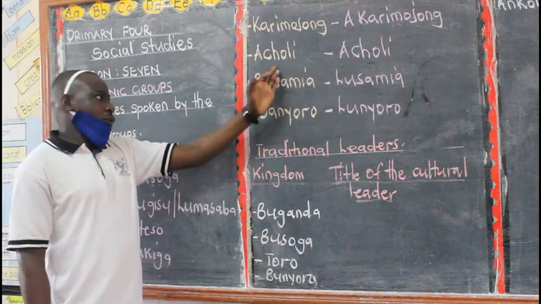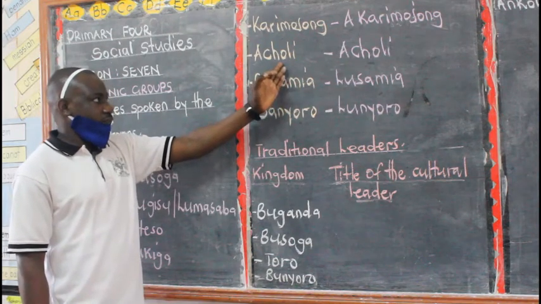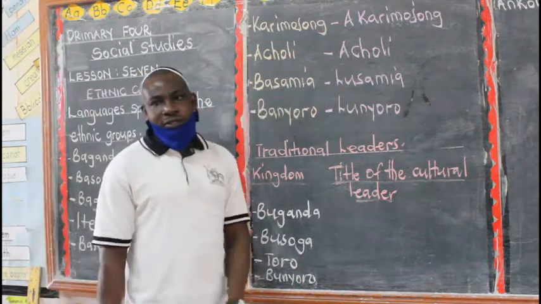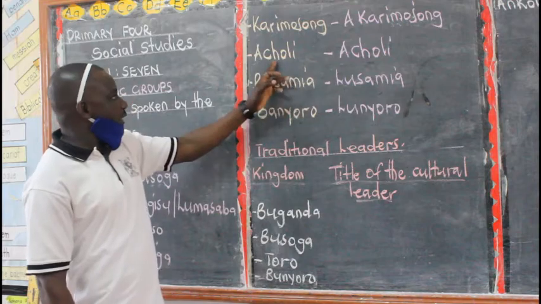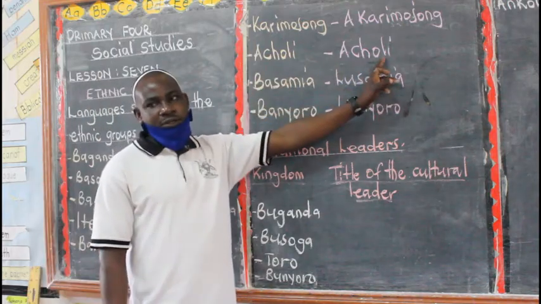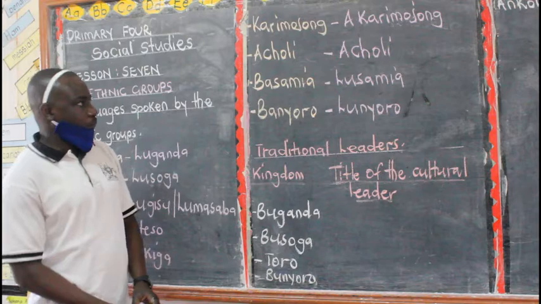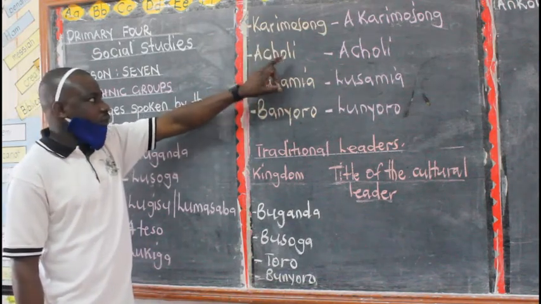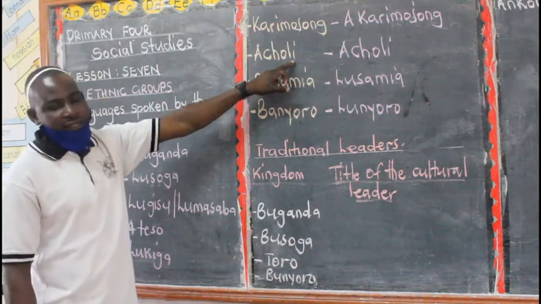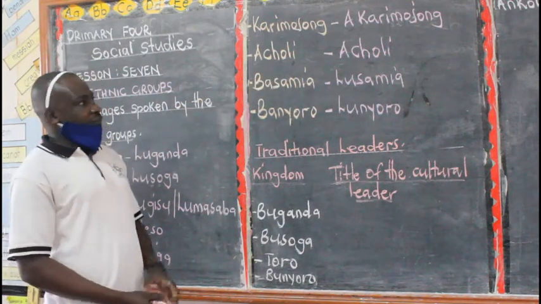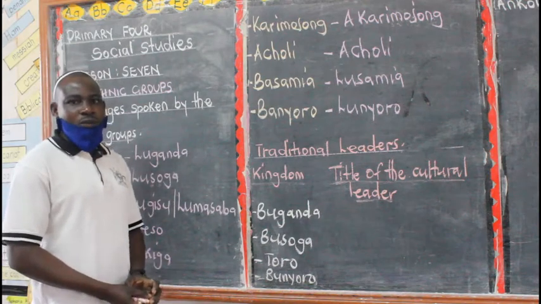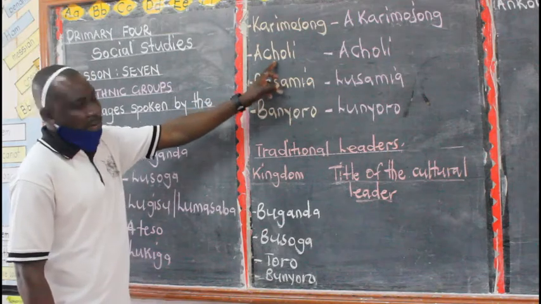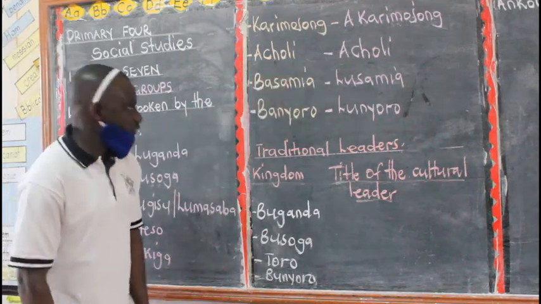So the tribe we are talking of is the Acholi. Then you see the language is called Acholi, not Rucholi. So the tribe Acholi, the language also Acholi. Then under which ethnic group do you find the Acholi? The Acholi are under the River Lake Nilotes. Remember, the River Lake Nilotes are also called the Luo speakers, or they are called the Nilotics. So the Acholi are under the River Lake Nilotes.